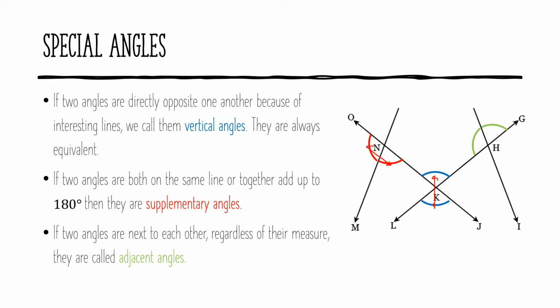And the last special angle pair is something called adjacent angles, which just means they're next to each other. So sometimes adjacent angles are supplementary, but sometimes they're not. It just means that they're next to each other. Okay, so that's marked over here in green.